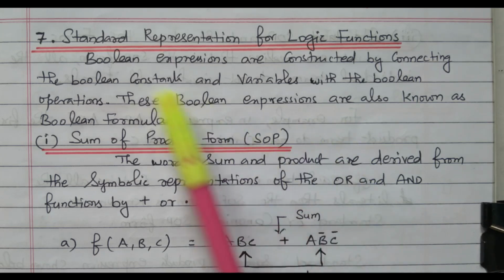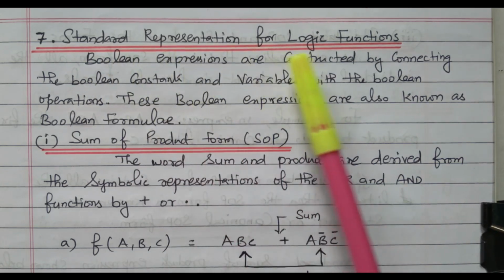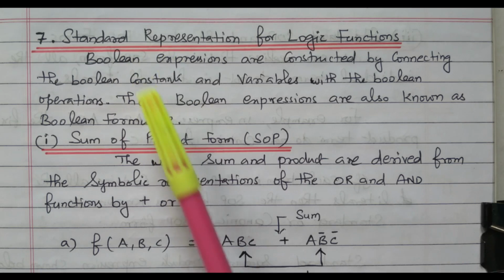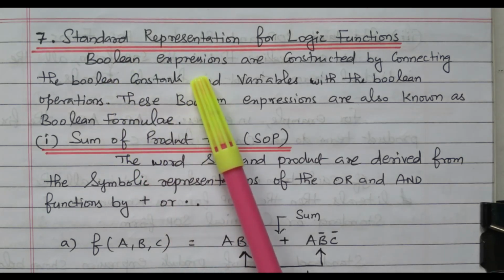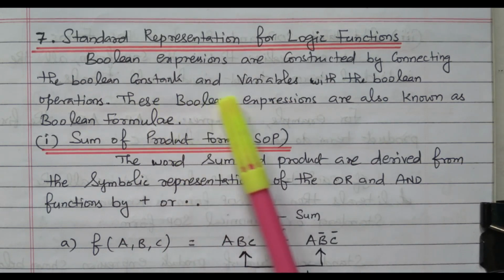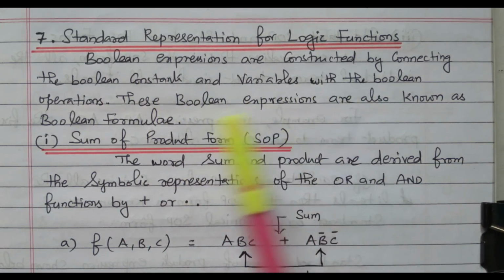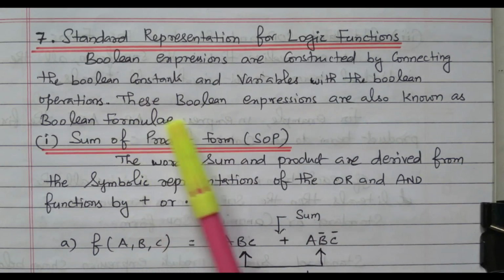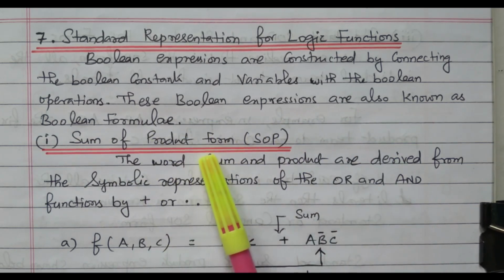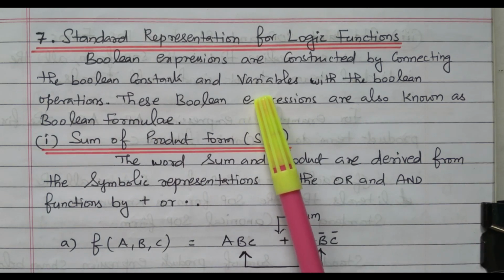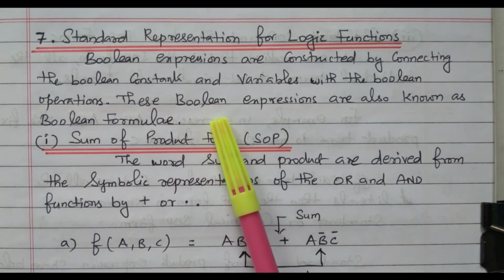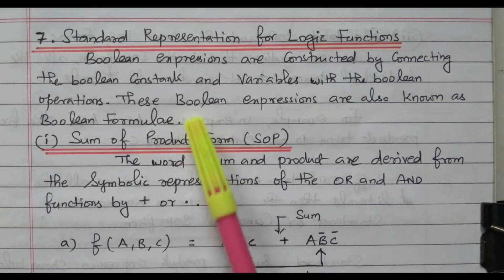Now we will go to the topic standard representation for logic function. How are the logic functions represented? The Boolean expressions are constructed by connecting the Boolean constants and variables with the Boolean operations. These Boolean expressions are also known as Boolean formulas. By using constants and variables, we are framing the Boolean expression, which is also called a Boolean formula.